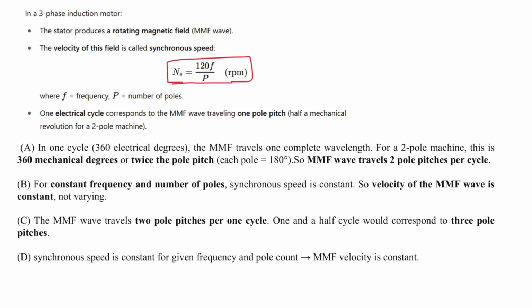One cycle is 360 electrical degrees, the MMF wave travels one complete wavelength. For a two-pole machine, this 360 mechanical degrees is twice the pole pitch. So MMF wave travels two pole pitches per cycle.